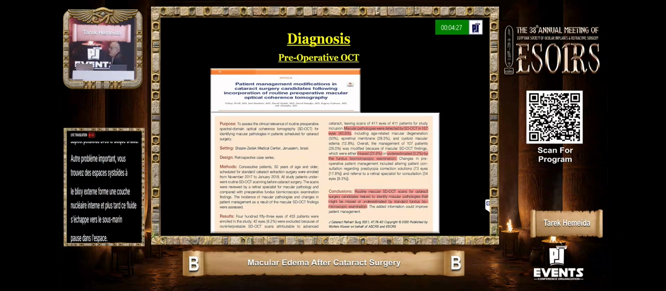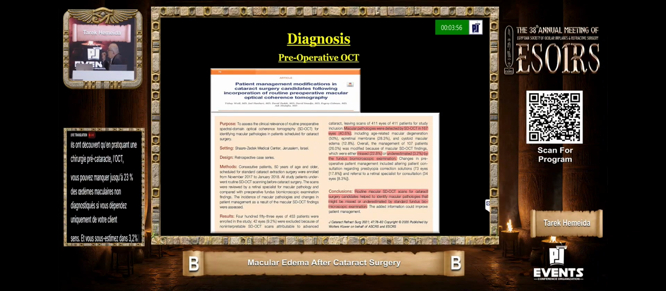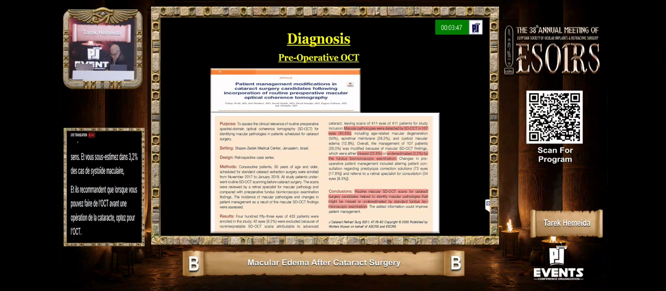Is it mandatory to go for OCT before going for cataract surgery? This study answered this question. They found that in doing pre-cataract surgery OCT, you can find up to 23% of macular edema undiagnosed if you depend only on your clinical sense. And you underestimate in 3.2% of cases of cystoid macular edema. They recommend that when you can do OCT prior to cataract surgery, go for OCT prior to cataract surgery. You may find surprises.